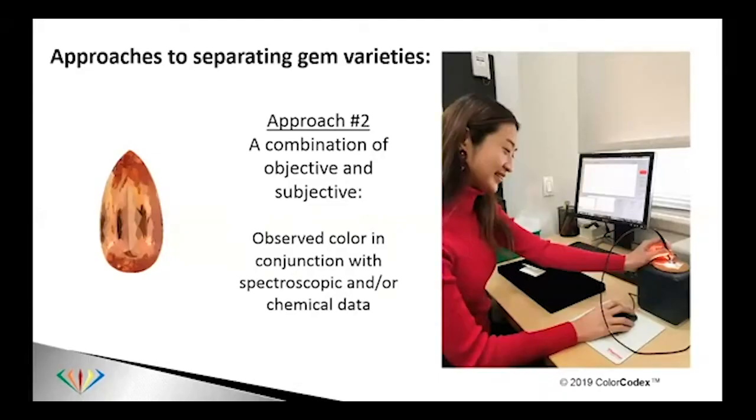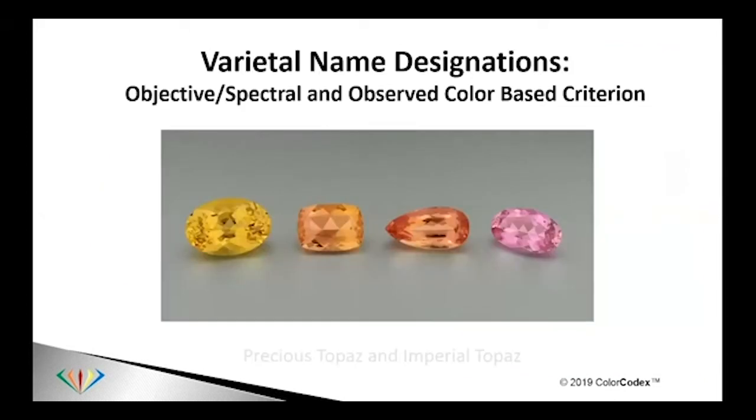So the next approach that we want to look at is when, again, as a laboratory, we try to complement or wherever possible, create objective criterion to complement the subjective criterion. And so here we use spectroscopic or chemical data. So I'm going to use a couple of examples here. One that I did recently and which was published in Color magazine, it talks about the precious topaz and imperial topaz. So these are two terms which have a long traditional use in our industry.